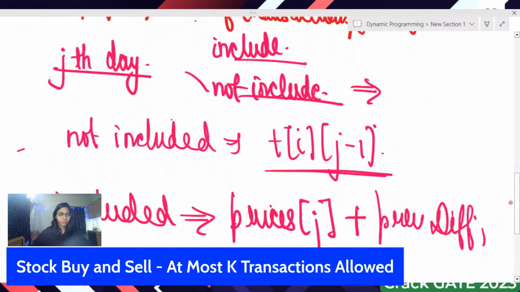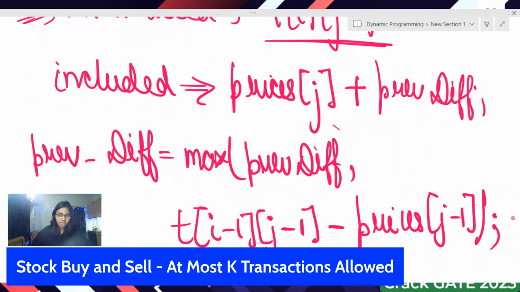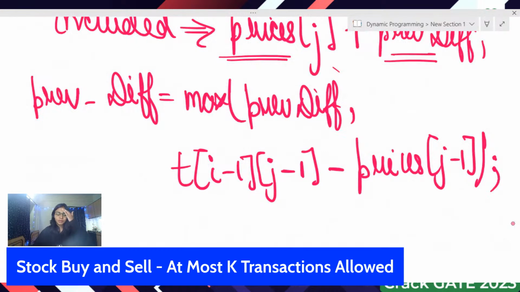When it is not included, you will simply get the profit that you got on the previous day, right? But when it is included, you will be getting the value as the price of the current stock, whatever it is, plus previous difference. What is the previous difference? Previous difference is the maximum difference that you are getting.